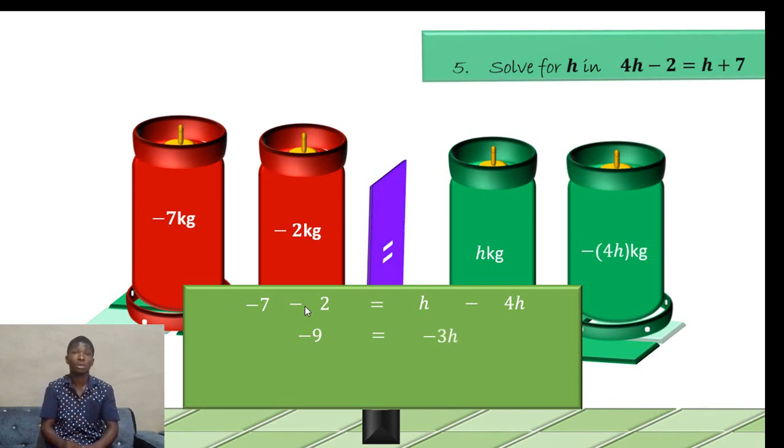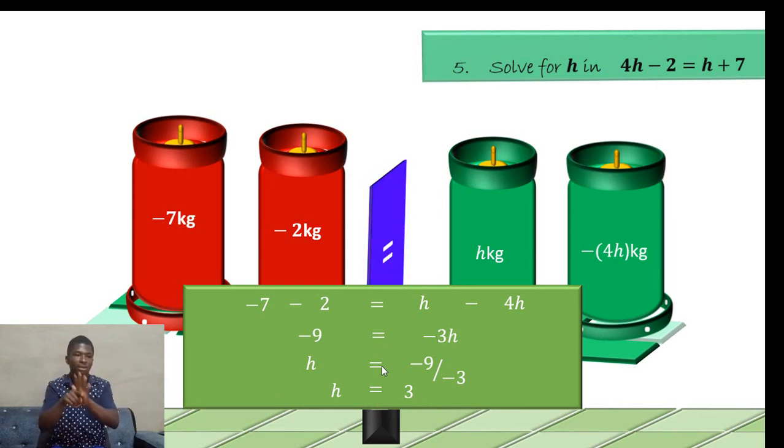I want to believe that is understood. Simplify this side, I have it to be minus 9. Simplifying this side, I have it to be minus 3h. So my h equals minus 9 over minus 3, and that is what? That is positive 3. So my final answer here is positive 3. I believe that is understood.